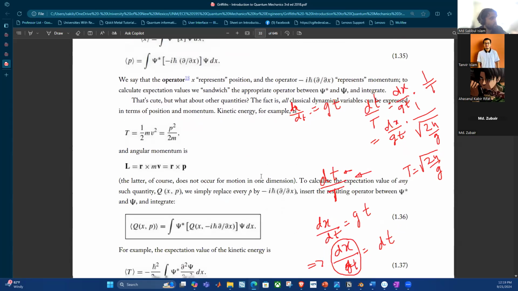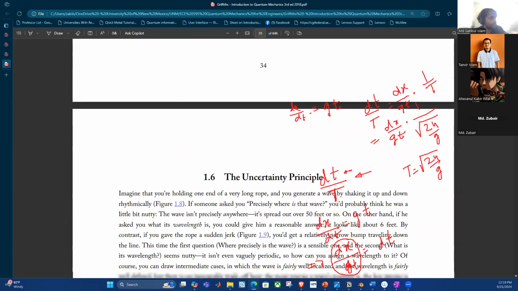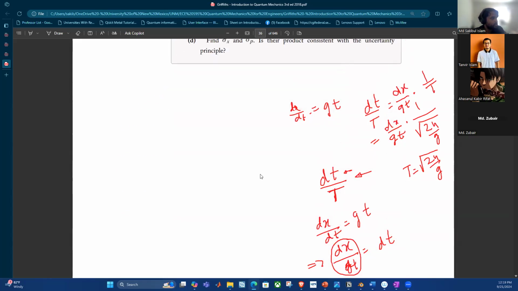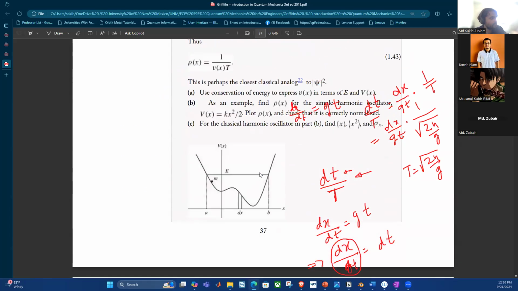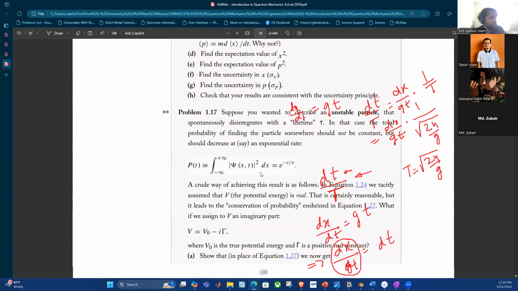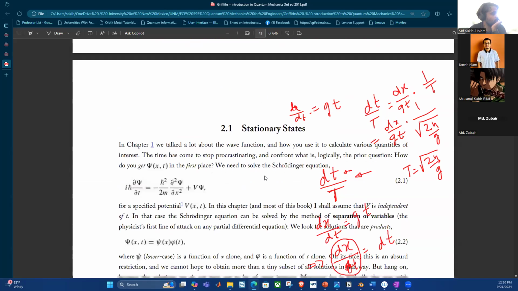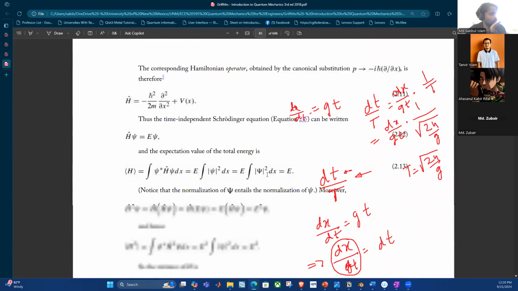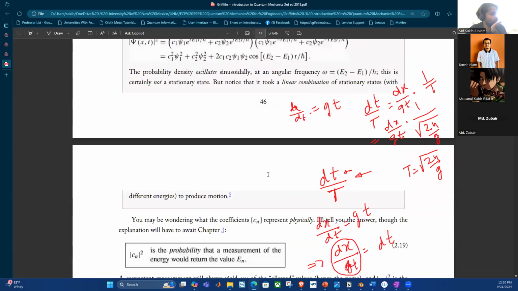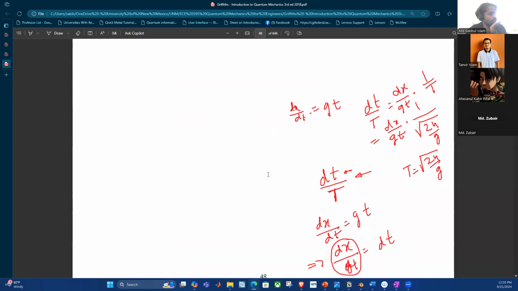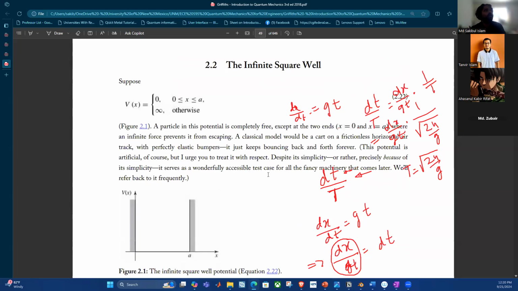Then we will discuss momentum, and there are some uncertainty principles, I believe. After the end of chapter 2, I'm not sure. My plan is to keep continuing this session until the end of November.